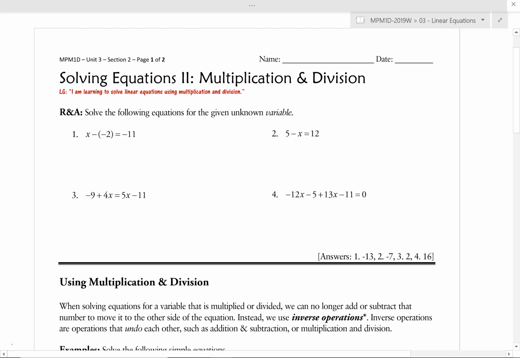Hey grade 9, welcome to Unit 3, Section 2, Solving Equations by Multiplication and Division. So in this lesson we're going to learn to solve linear equations using multiplication and division.